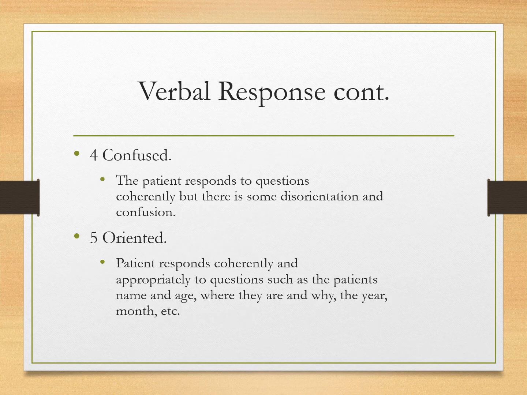You say, "Hey, ma'am, how are you doing? What's going on?" And she says, "I don't know. Who are you? Where am I?" There's disorientation. So they speak, they have full sentences, they're able to have some sort of conversation, but they are unable to comprehend what's happening. And then 5 being the best, they're oriented.